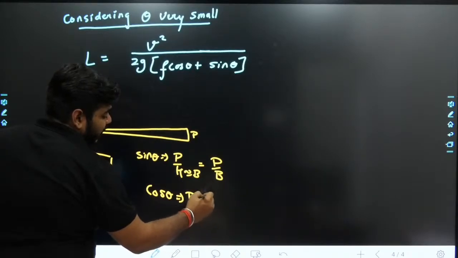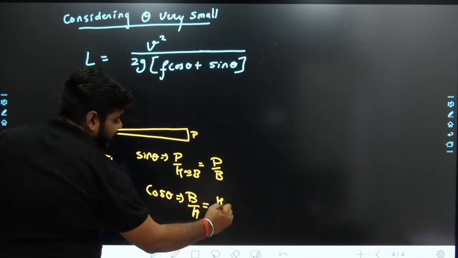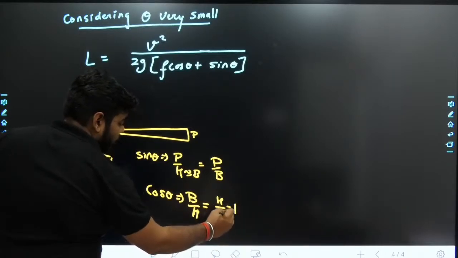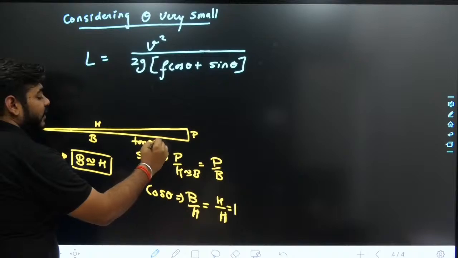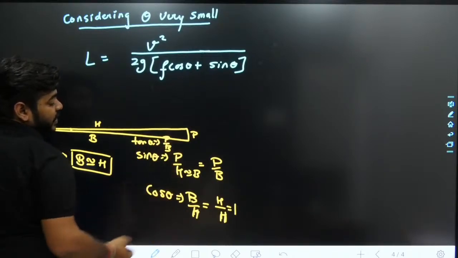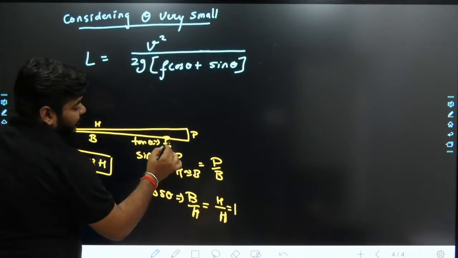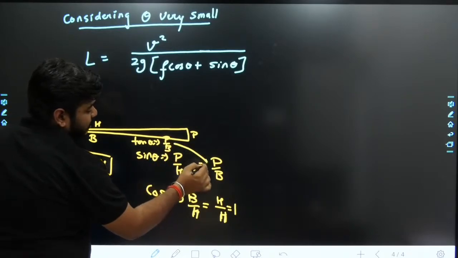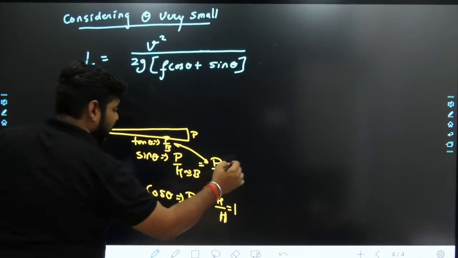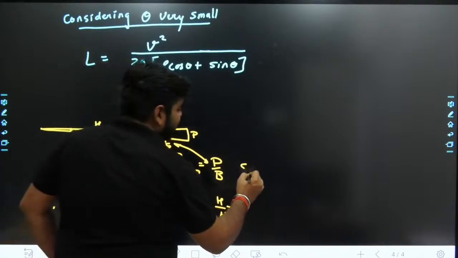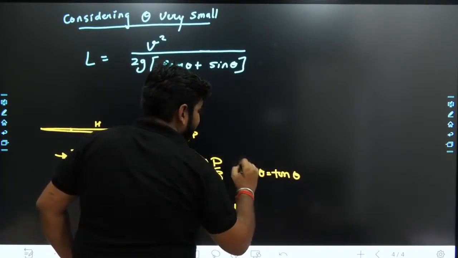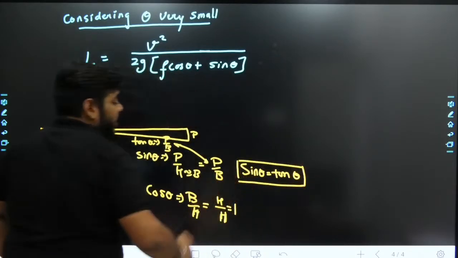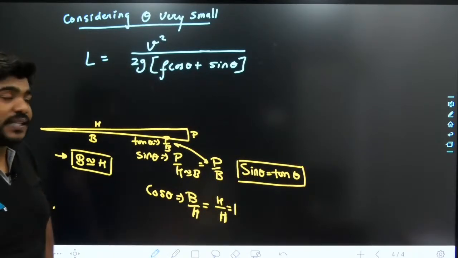So this B can be written as H. So you are writing this expression as H by H, or you can say 1. Now if you talk about the tan theta value, you know that tan theta is equal to P by B. So you can write that sin theta can be written as tan theta if the theta value is very small.